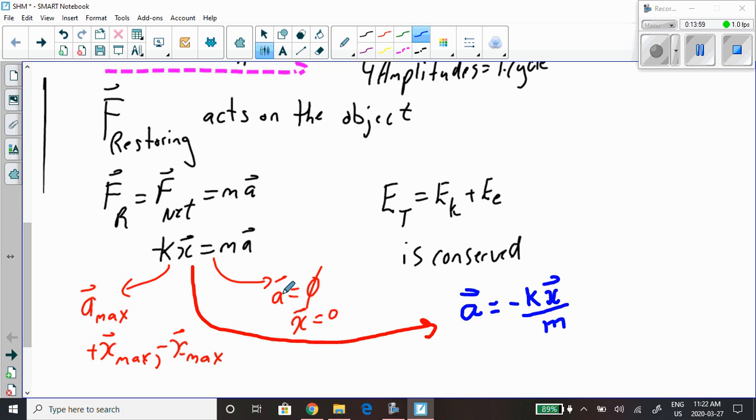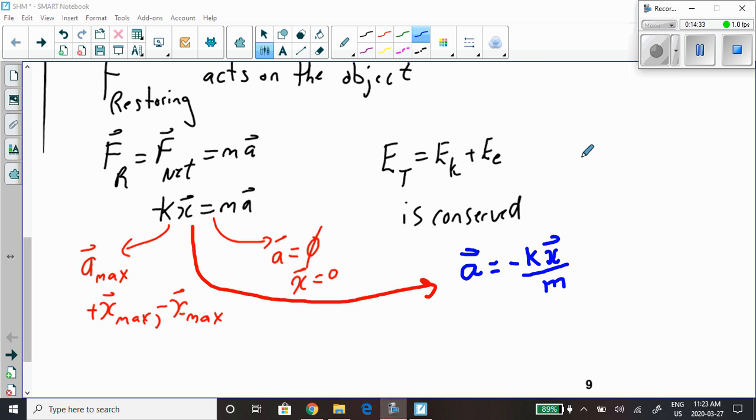When would acceleration be 0? Well, when x is 0. When you put a 0 in here, the acceleration is 0. So this is kind of new for us because most times you've dealt with accelerations that have been constant. That is not the case here. And the reason the acceleration is not constant is the restoring force is not constant. The restoring force depends on the position. That's what makes this a little bit more complex.